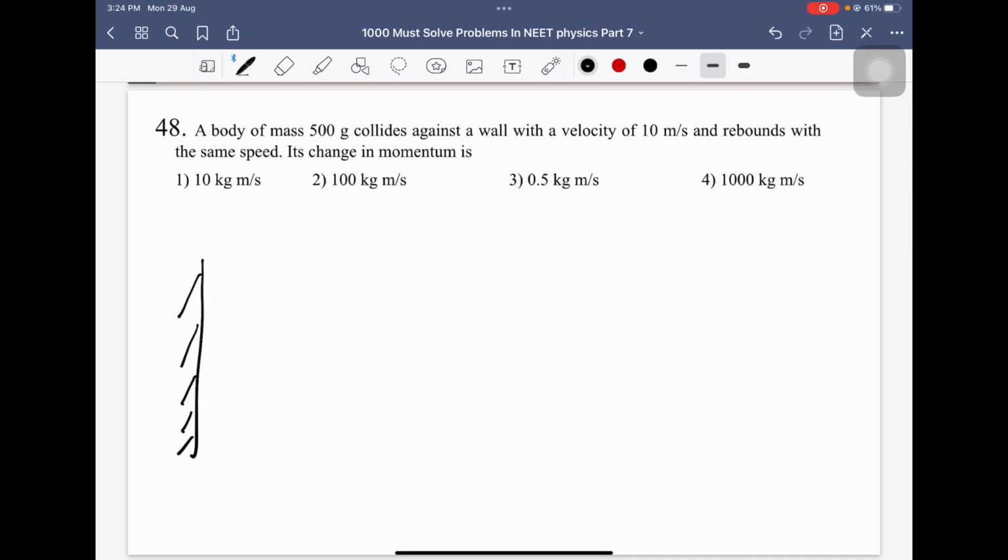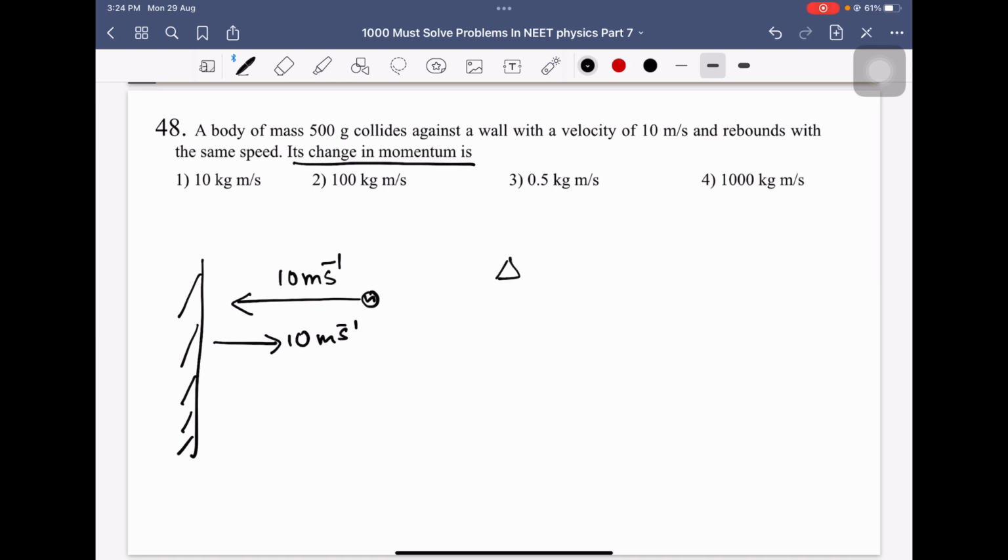A body of mass 500 gram collides against a wall with a velocity of 10 meter per second and rebounds with the same speed. Okay, 10 meter per second. We have to calculate the change in momentum.